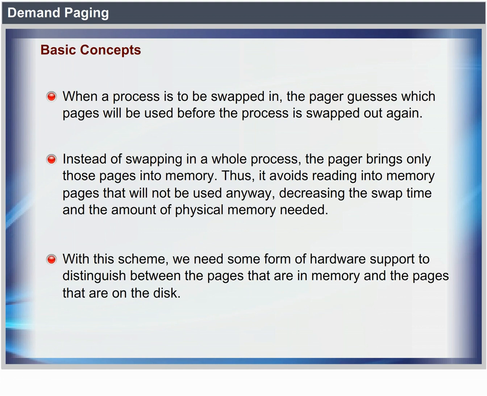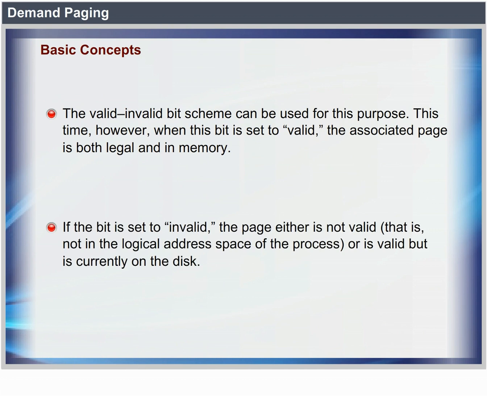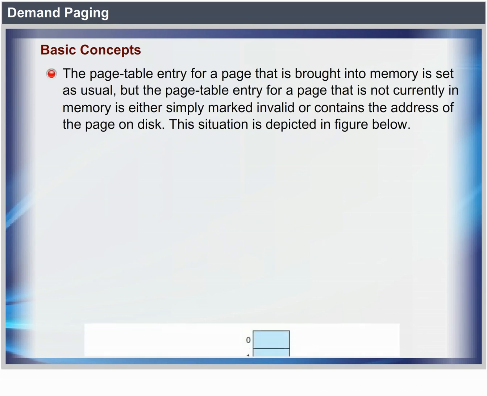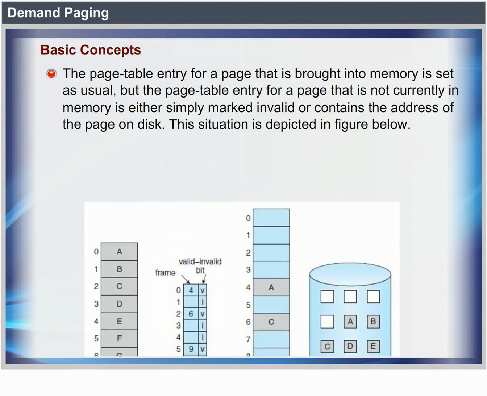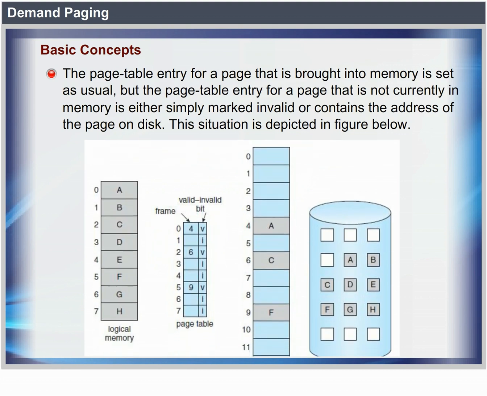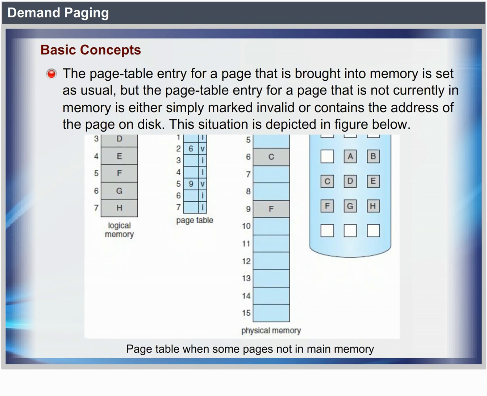The valid-invalid bit scheme can be used for this purpose. This time, however, when this bit is set to valid, the associated page is both legal and in memory. If the bit is set to invalid, the page is not valid, that is, not in the logical address space of the process, or is valid but is currently on the disk. The page table entry for a page that is brought into memory is set as usual, but the page table entry for a page that is not currently in memory is either simply marked invalid or contains the address of the page on disk. This situation is depicted in the figure below: page table when some pages are not in main memory.